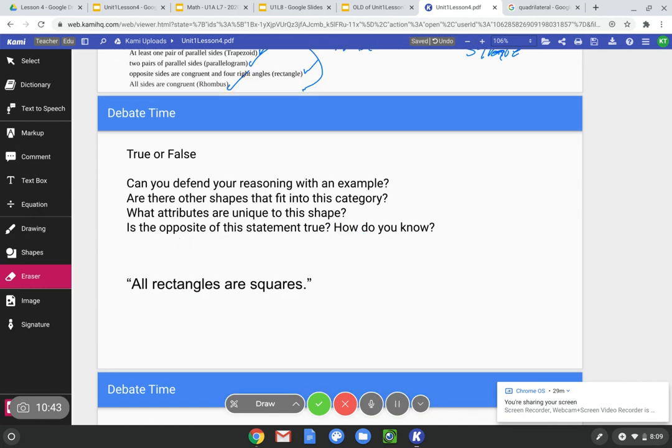Okay, same thing with this one. Take as long as you need, fill it out, and when you're done, press play. Okay, we're going to walk through this one together.